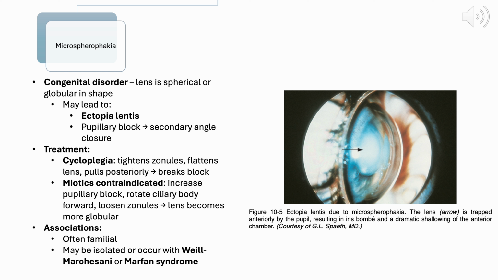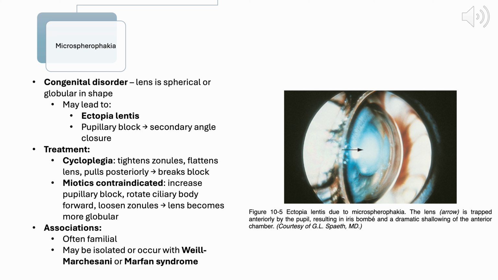Microspherophakia is a congenital condition where the lens takes on a spherical or globular shape rather than its usual contour. This abnormal shape can cause significant complications. Most commonly, the lens may slip out of position, a finding known as ectopia lentis. In addition, the rounded lens can create a pupillary block, which may progress to secondary angle closure. When it comes to treatment, cycloplegia is helpful because it tightens the zonules, flattens the lens, and pulls it posteriorly. This action relieves the block and prevents further complications.